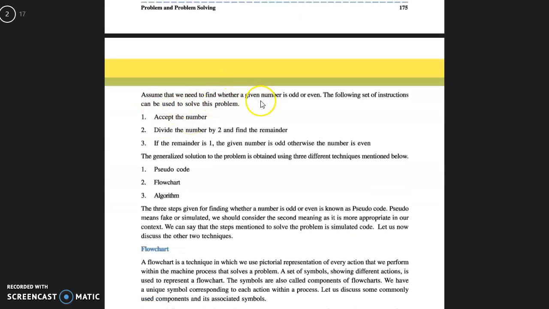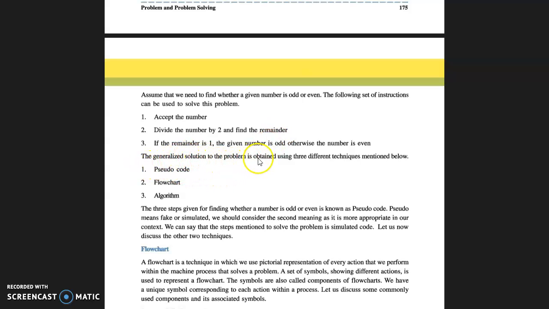Assume that we need to find whether a given number is odd or even. What is the criteria to find out whether a number is odd or even? Divide by 2. If there is a remainder, it is odd, as you know very well. The following set of instructions can be used to solve this problem. Accept a number, divide the number by 2 and find the remainder. If the remainder is 1, the given number is odd, otherwise the number is even. These are simple 3 steps to find out whether a number is odd or even.